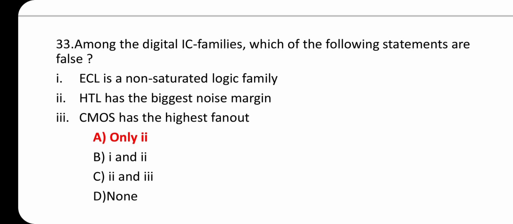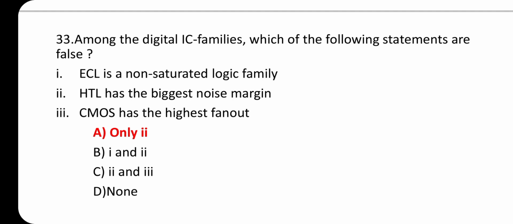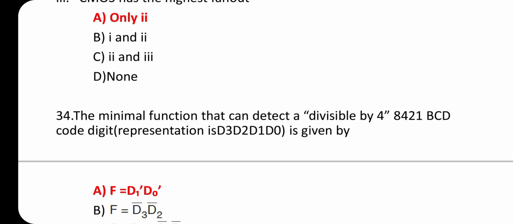Third question: among the digital IC family, which of the following statements are false? First statement: ECL is a non-saturated logic family. That is correct. HDL has the biggest noise margin. That is wrong, because CMOS has the biggest noise margin. CMOS has the highest fan out. That is also correct. So the answer is only 2 is false.